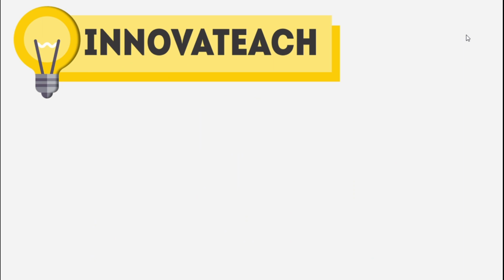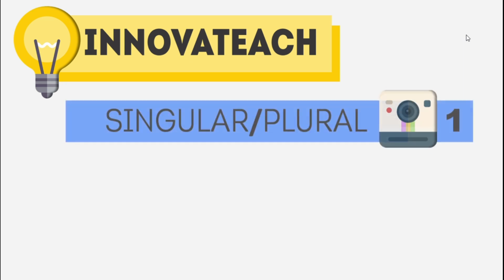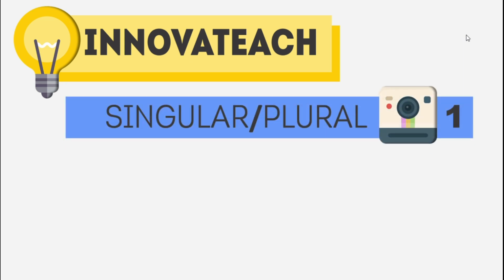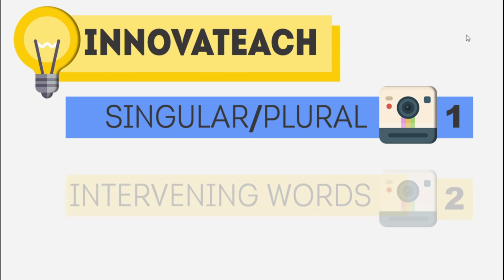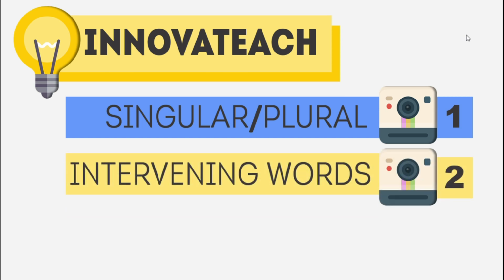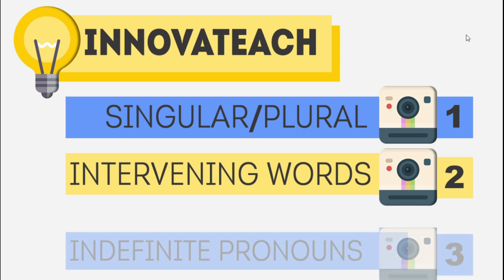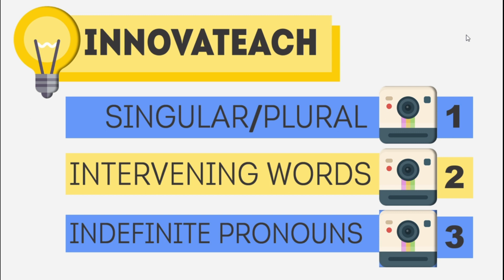Make sure to finish watching the 3 videos to get a full understanding of this lesson. Lesson Video 1 would talk about basic subject-verb agreement rules specific to singular and plural subjects. Lesson Video number 2 would be about intervening words. Lastly, Lesson Video 3 will discuss indefinite pronouns in subject-verb agreement.